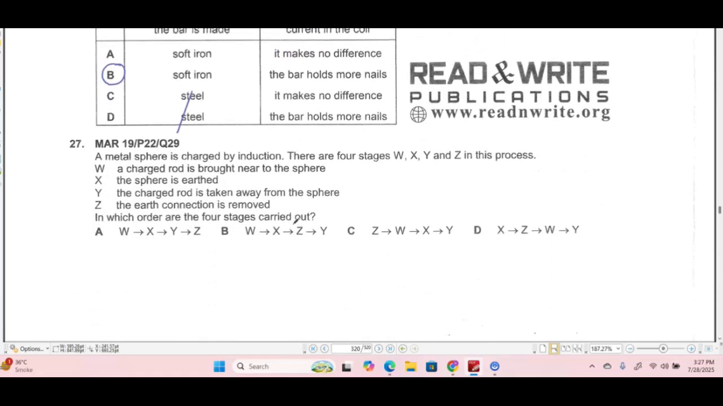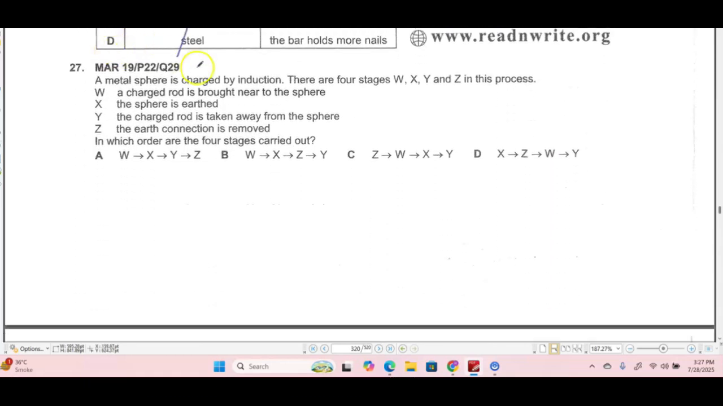Okay, moving forward, question number 27. A metal sphere is charged by induction. There are 4 stages W, X, Y, and Z in this process. So we have to tell about the process. First, we should know what the process is. This is a metal sphere that is on a stand. So if you've got to charge it, you've got to bring a charged plastic rod, whether positive or negative, whatever charge you want to induce, you have to select your rod with that charge.